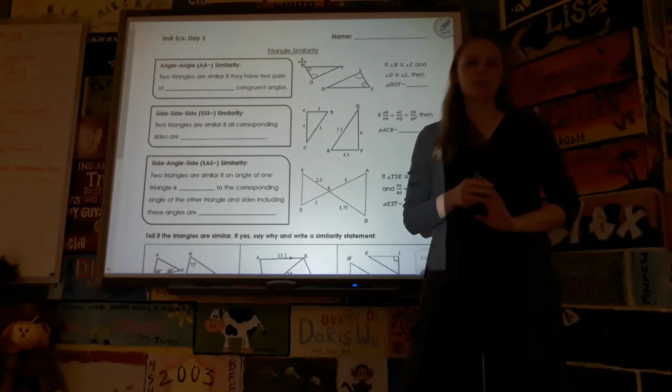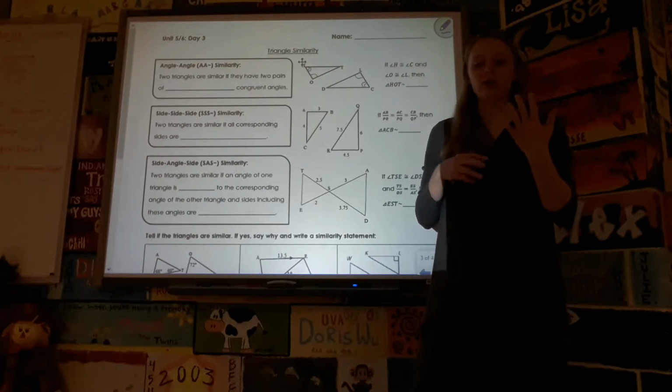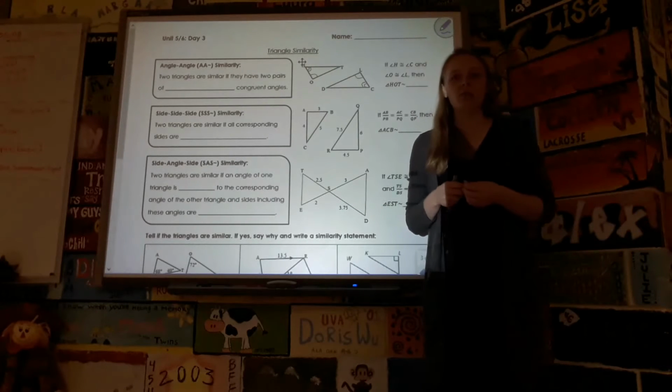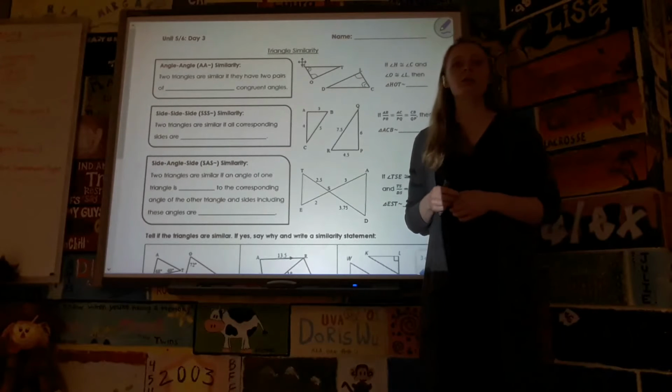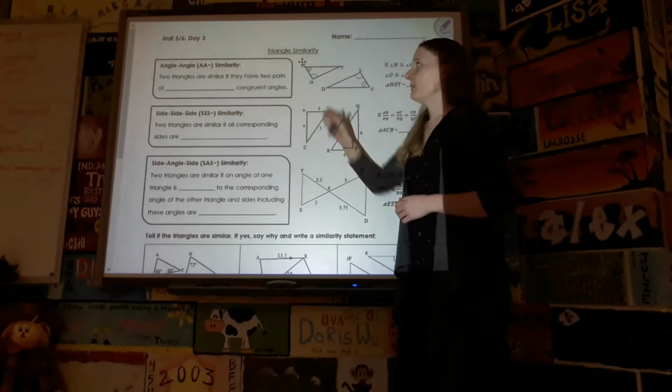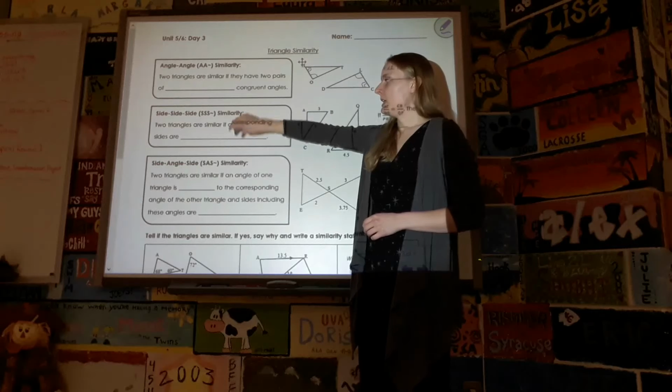Those 5 rules we talked about before, when you're trying to say that these triangles are identical to each other. These 3 rules are trying to say that the shapes are similar. The triangles are the same shape but different sizes. That's what these are for. So there are 3. We have angle, angle, side, side, side, and side, angle, side.